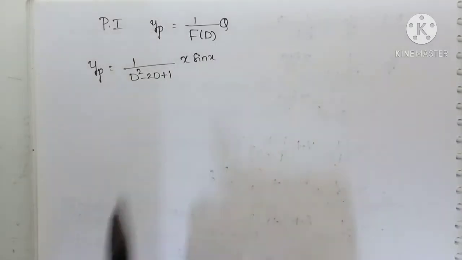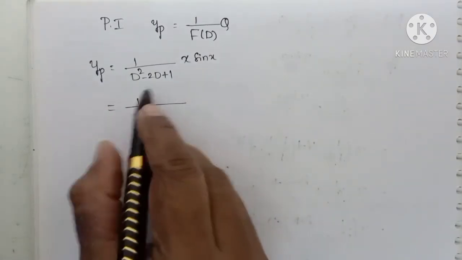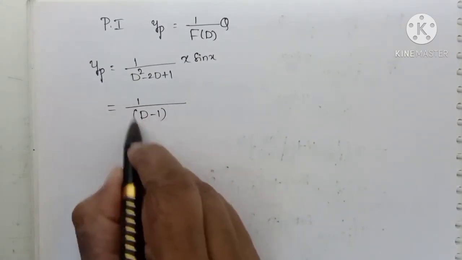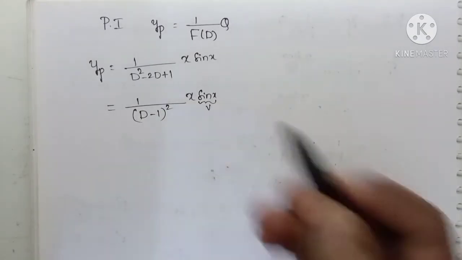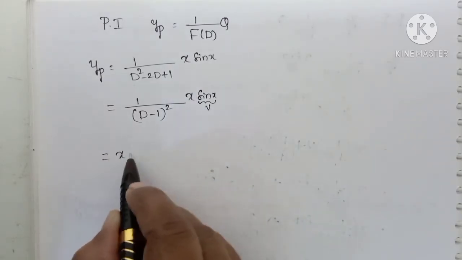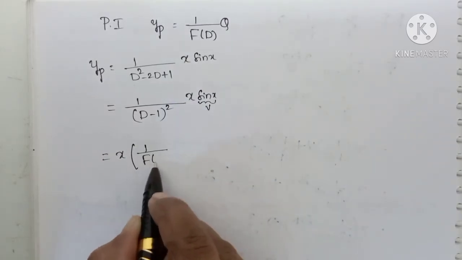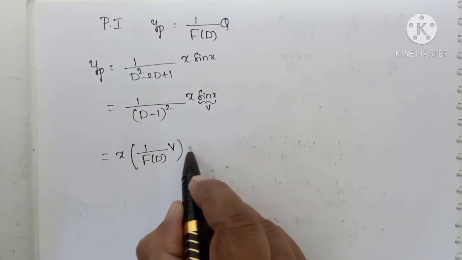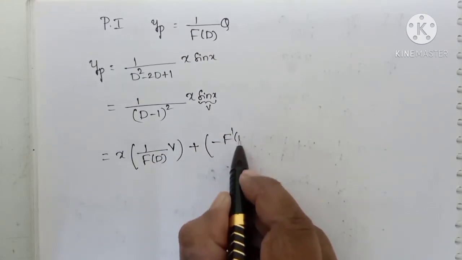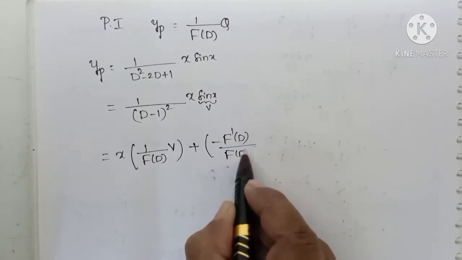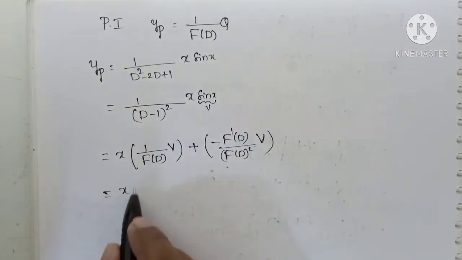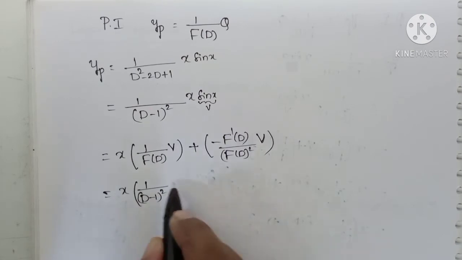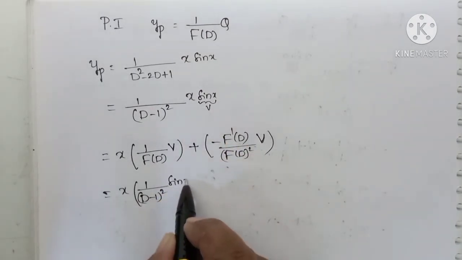And Q is x into sin x. We write this D square minus 2D plus 1 as (D minus 1) whole square into x into sin x. This is v, x into v. The formula here is x into 1 by f of D into v plus minus f dash D by f of D whole square into v. This is the formula. x into 1 by (D minus 1) whole square into v. In this problem, v is sin x.